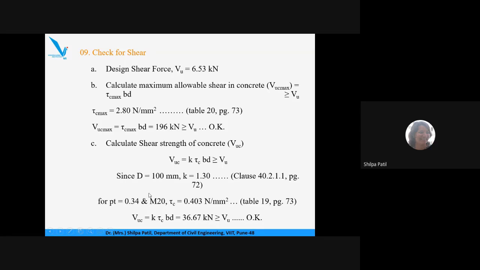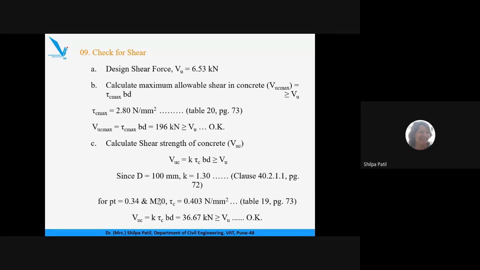If you change the grade or if you change the depth, all the earlier steps you need to repeat again. So to avoid all this, initially when you assume the D value, go to the higher side. Someone has asked me if we can adopt D equal to 60 mm. You can, but you have to think about all these checks. At any particular stage, suppose your check is not getting satisfied, you need to increase the depth and recalculate all the steps.